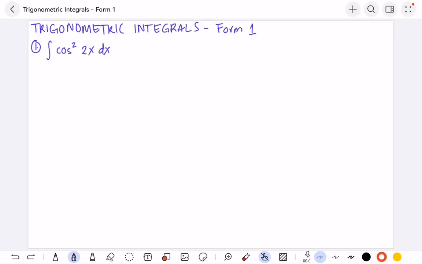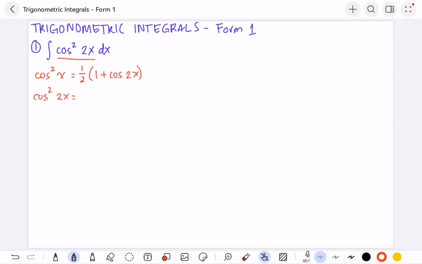As you can see, the exponent of cosine is even. So the strategy here is to reduce the exponent, and we use the trigonometric formula cosine square x equals 1/2 of 1 plus cosine of 2x. This is the formula for cosine square x, but as you can see, the integrand is cosine square of 2x.